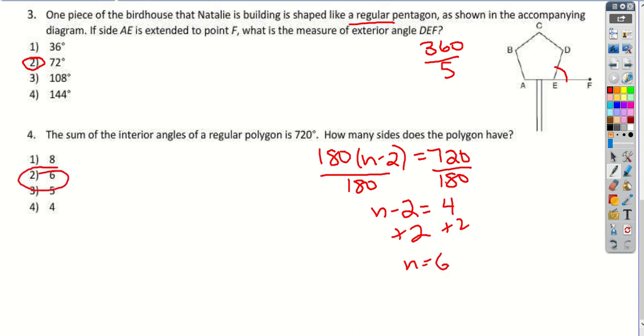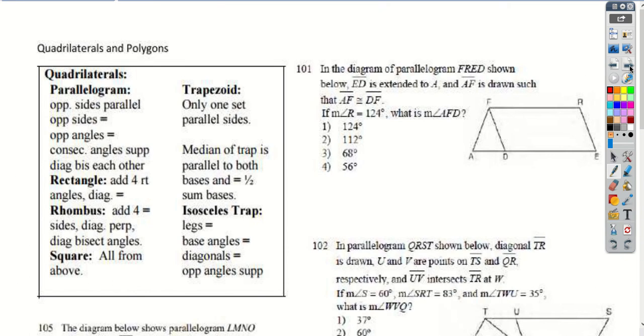All right, if we head over to the next page, these are more questions that they've shown. They've asked a lot of questions on quadrilaterals. So these are the ones from the book you guys have. We have opposite sides parallel, opposite sides congruent, opposite angles equal, consecutive angles that are next to each other are supplementary, and the diagonals bisect each other.